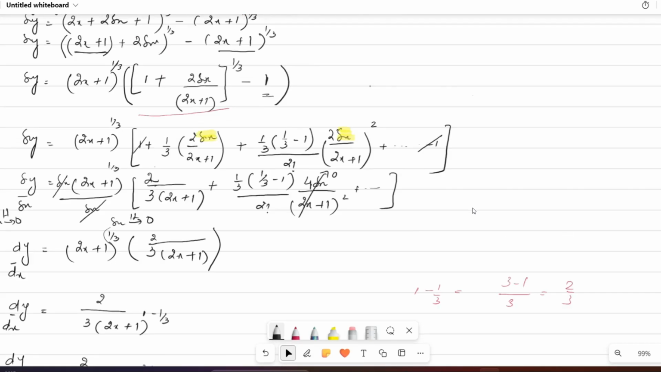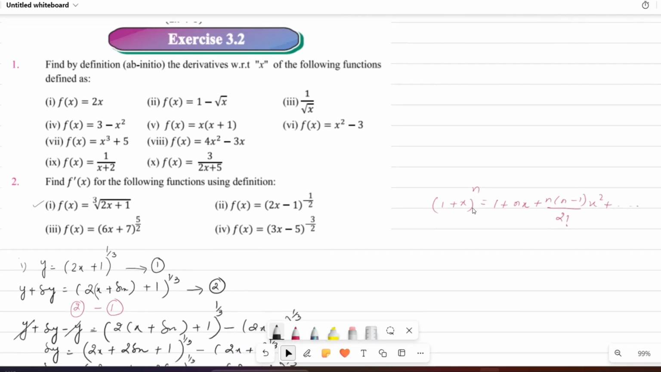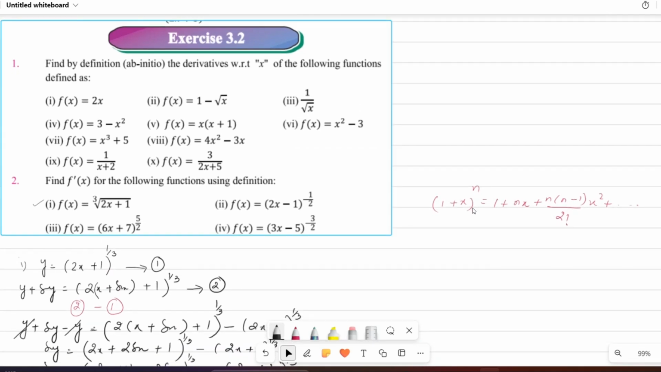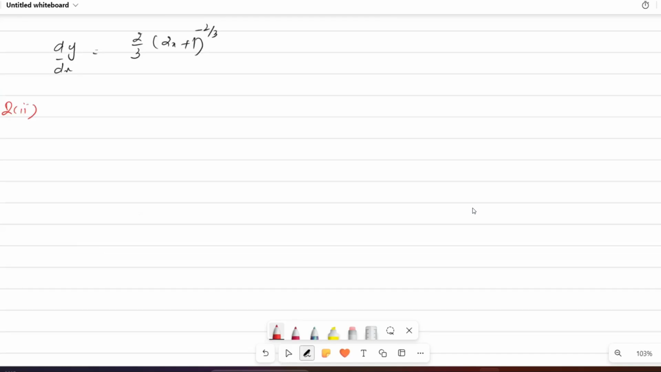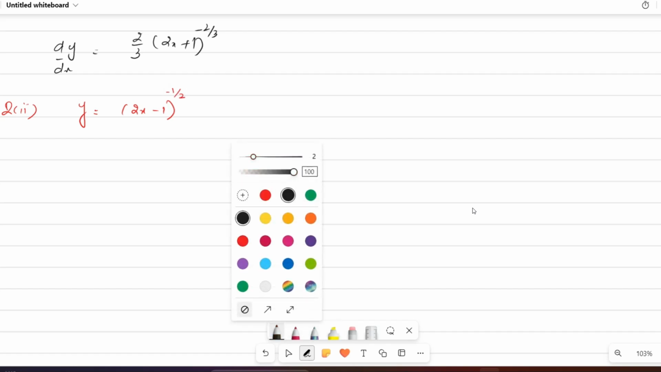So now let's move to question number 2, its second part, that is f of x is equal to (2x minus 1) whole raised to the power 1 upon 2. Now question number 2, second part, y is equal to (2x minus 1) whole raised to the power minus 1 upon 2. Now let's solve this.